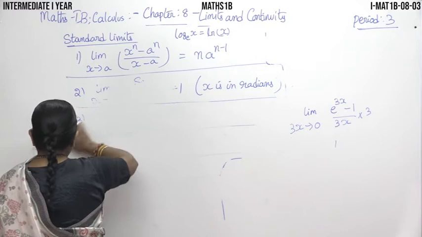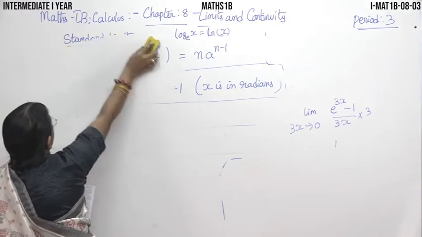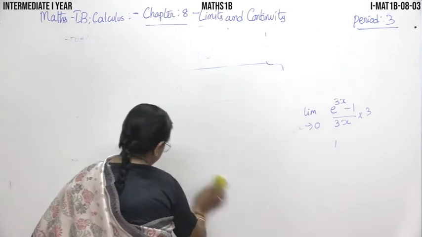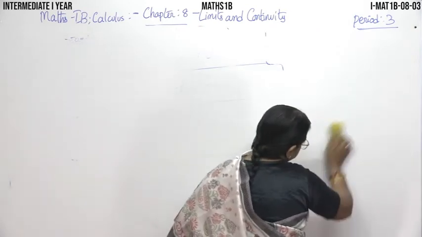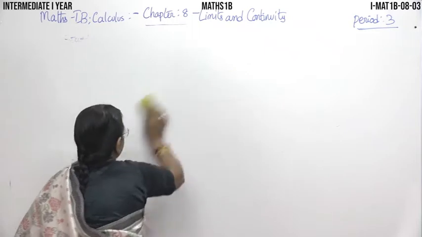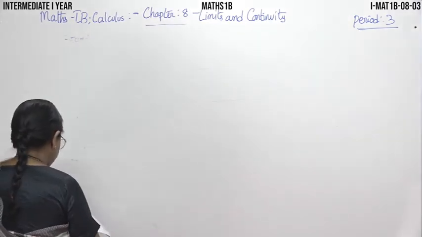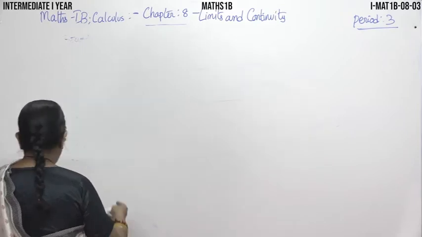Now we'll do the exercise C problems. Exercise B problems we'll do in the end, after completing D exercise. Now we'll do exercise C problems. In this you have some examples. First we'll do those problems.